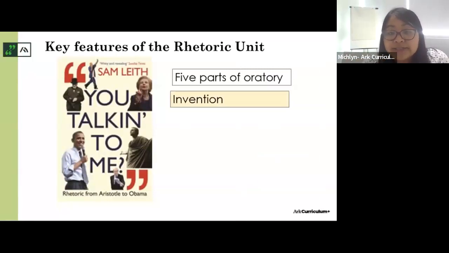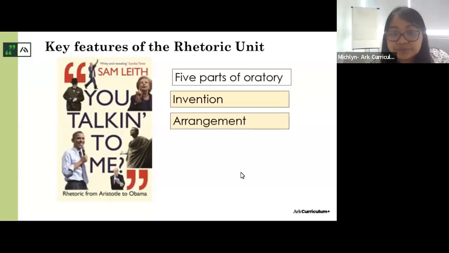The first step is invention. That links to the first challenge that we talked about, how students really struggle with coming up with their own ideas. They struggle with, well, what am I going to say? They can perhaps identify good things in other speeches that they hear, but when it comes to creating their own, that's where they find it really difficult. So we go through that step of invention. How do we come up with ideas? How do we brainstorm? How do we link perhaps to prior learning?